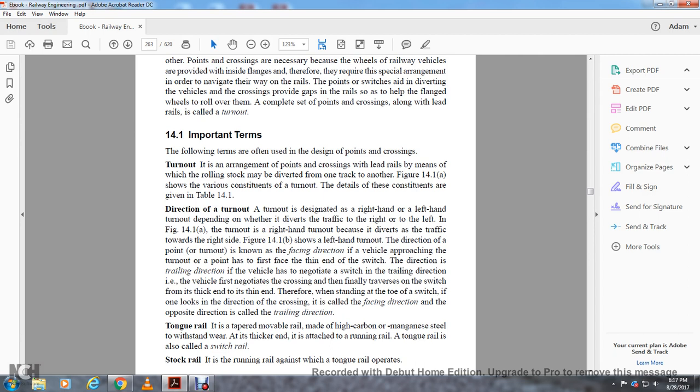Direction of the turnout. The turnout is designated as a right-hand or left-hand turnout depending on whether it diverts the traffic to the right or to the left. In Figure 14.1a, the turnout is a right-handed turnout because it diverts the traffic towards the right side. Figure 14.1b shows the left-handed turnout.